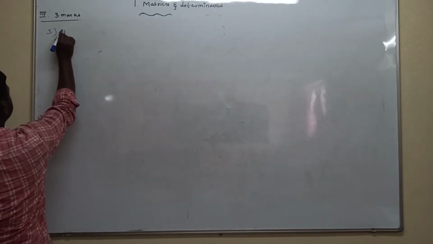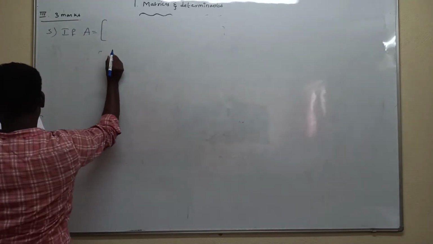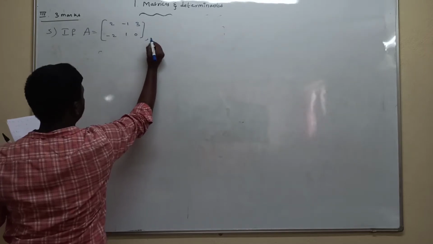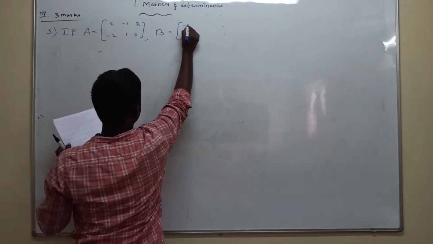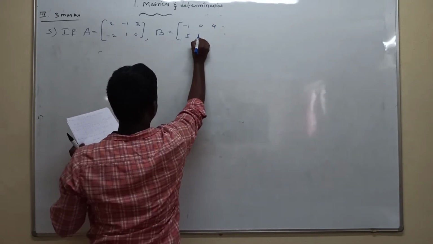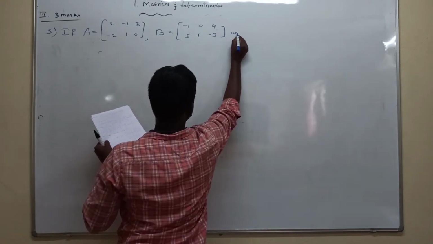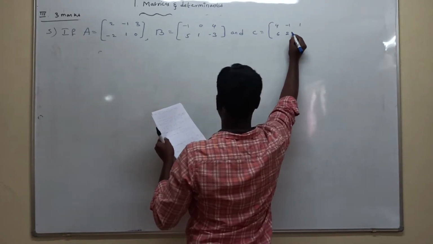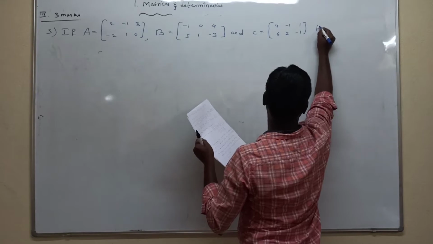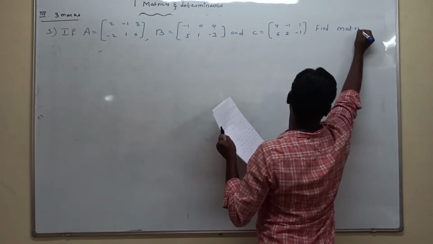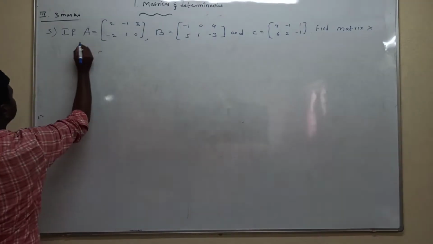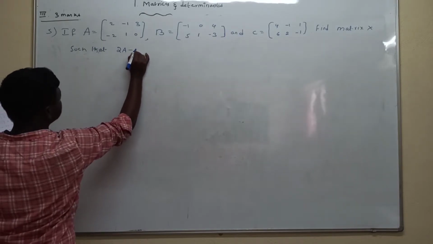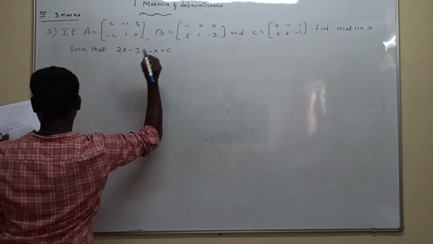The fifth one is: if capital A is equal to the matrix [2, minus 1, 3; minus 2, 1, 0], B is equal to the given matrix [minus 1, 0, 4; 5, 1, minus 3], and C is equal to [4, minus 1, 1; 6, 2, minus 1], find matrix X such that the given condition is 2A minus 3B minus X is equal to C.